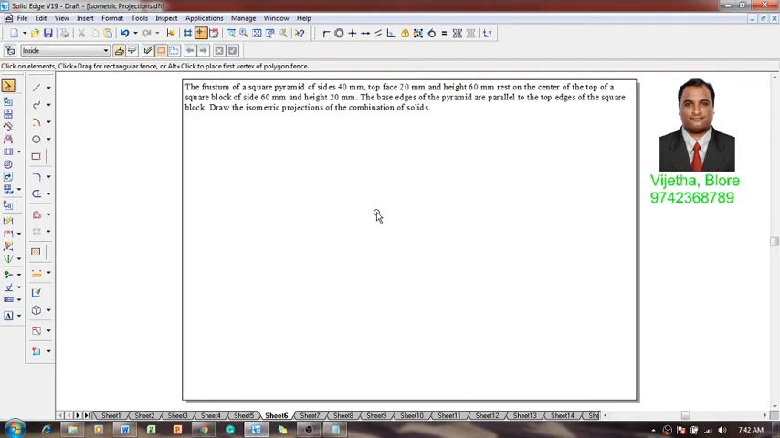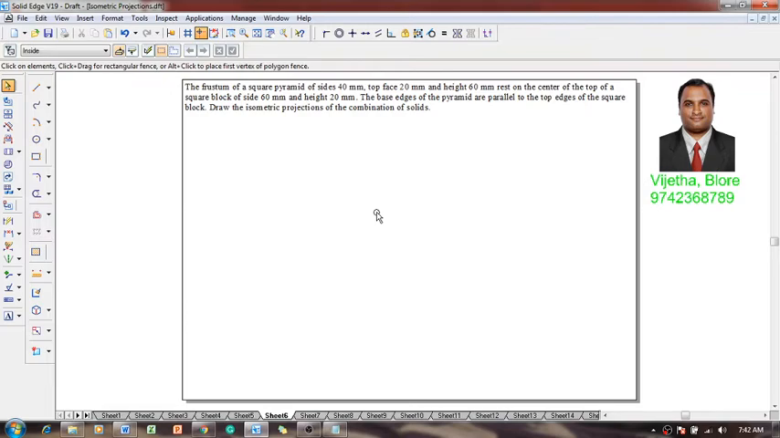I am Vijetha Vardhan, and in this session I am going to show you an example problem on isometric projection. The problem is this: a frustum of a square pyramid with a base of 40 mm, a top face of 20 mm, and a height of 60 mm rests on the center of the top face of a square block of 60 mm and a height of 20 mm. The base edges are parallel to the top edges of the square block. Draw the isometric projection of the combination of the solids.